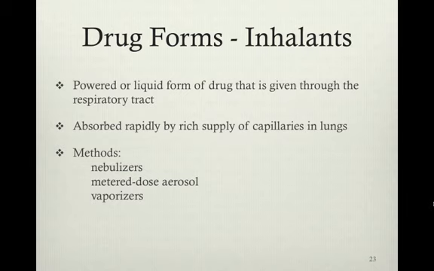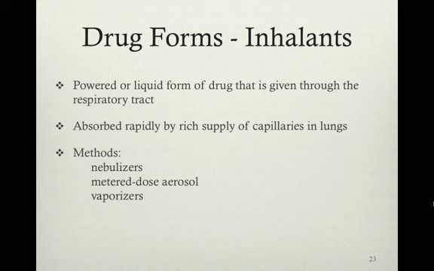Drug form, inhalants. Powder or liquid form of the drug that is given through the respiratory tract. This is absorbed rapidly by a rich supply of capillaries in the lungs. The lungs are highly vascular. And methods of delivering this are going to be via nebulizers or the metered dose inhalers, rescue inhalers that asthmatics carry, or vaporized, like you could put medication in a vapor of some sort, a more aromatic version of nebulization.